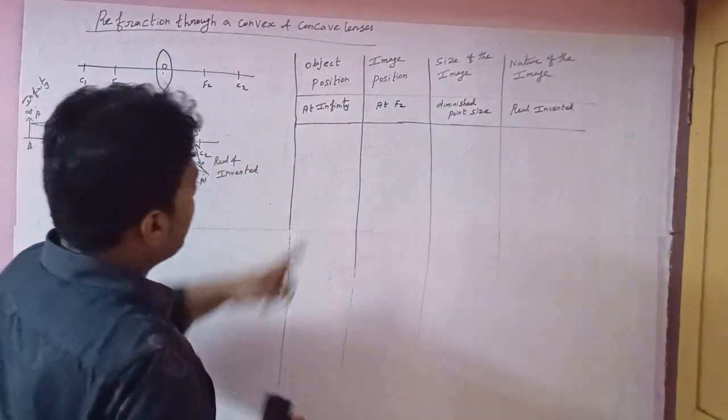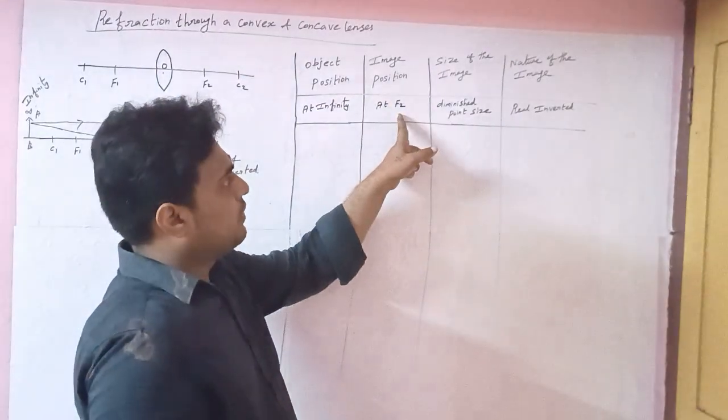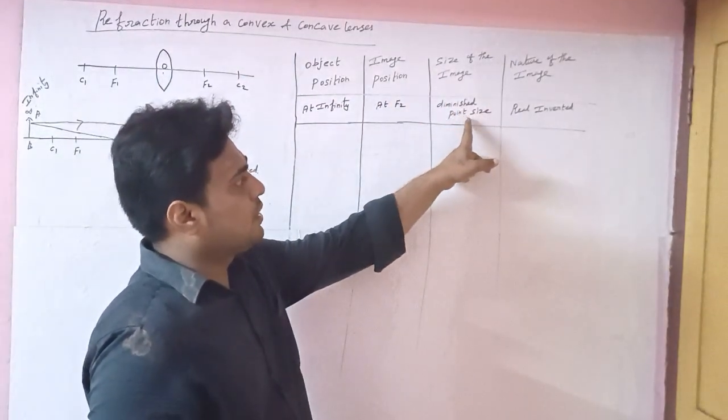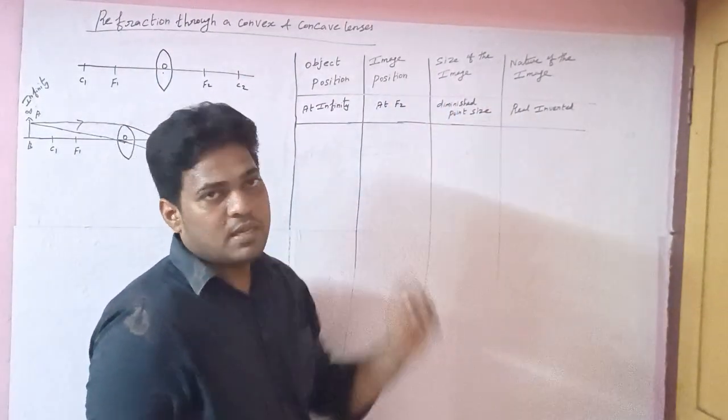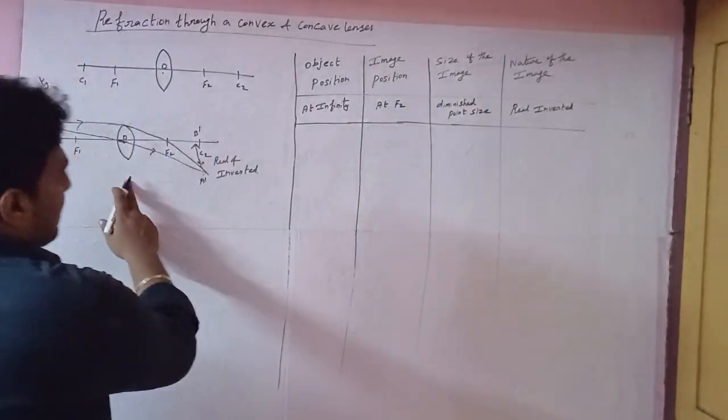The object position at infinity, the image position at F2, the size of the image diminished or point size, the nature of the image real and inverted. This is the first diagram.